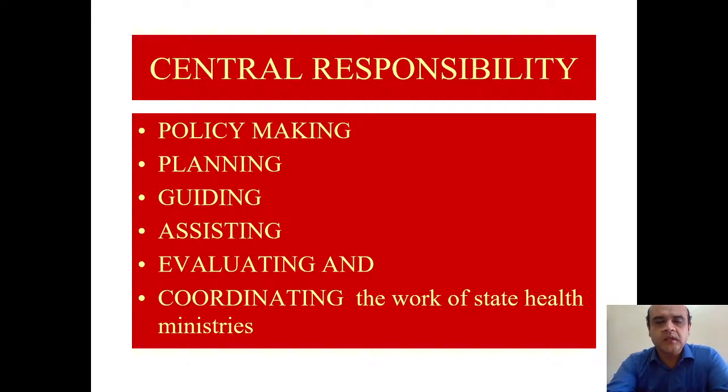Evaluating and coordinating. Evaluation is very important because when a new policy is made and implemented somewhere in the region, you need to get feedback on how the policy is working. Depending on the reports, you can also make some changes in the policy. Coordinating the work of the state health ministers: they are all supposed to give reports to the center on what and how they have implemented their programs in their states.